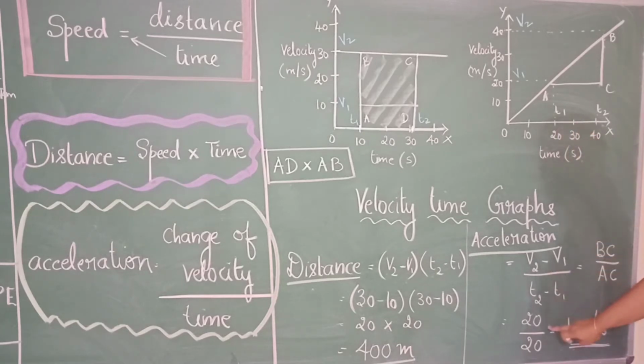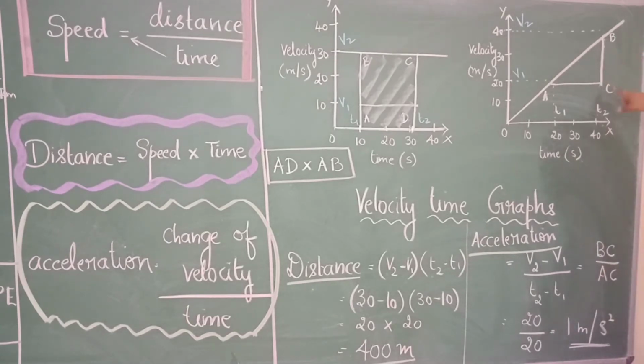So we substitute the values here. We get v2 minus v1 is 40 minus 20, which is 20, and t2 minus t1 is 40 minus 20, again 20. If you calculate it, you will get the acceleration as 1, and the unit of acceleration, we know, is meter per second square.